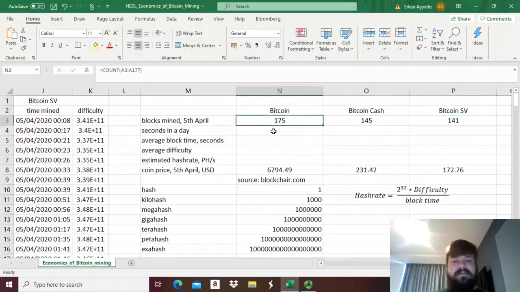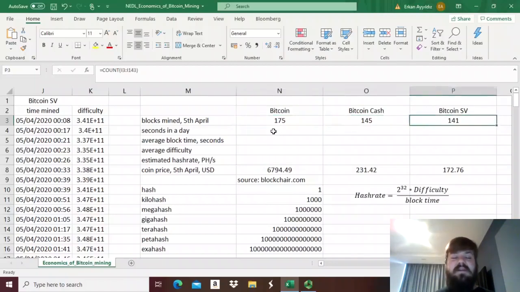And as we see here, there have been more blocks than expected, than targeted, mined on the Bitcoin blockchain on the 5th of April, which means that the difficulty is probably lower than it should be. So the next time the difficulty adjusts, it will most likely increase, to restrain this block generating process. While for Bitcoin Cash and Bitcoin SV, the numbers of blocks mined within a day are much closer to the equilibrium value of 144.